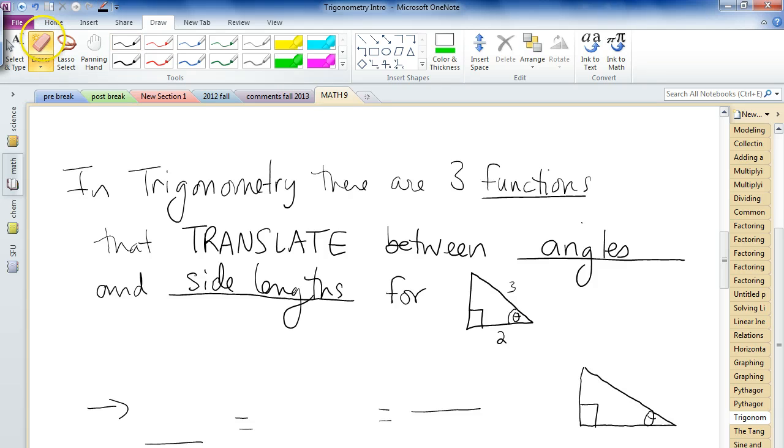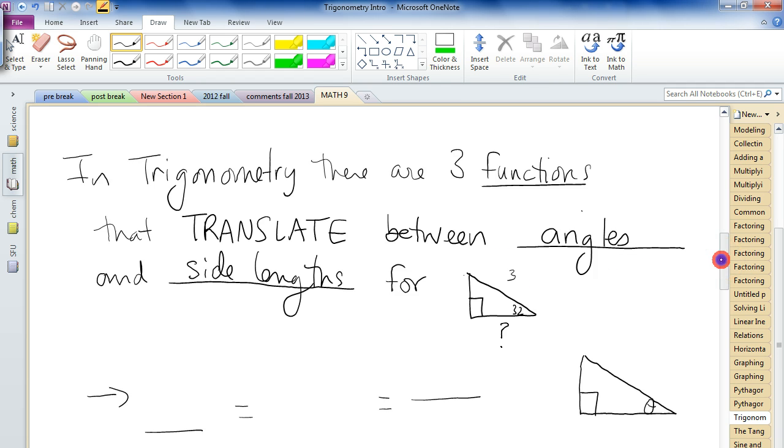Or if I know what the angle is in the right angle triangle, let's say that's 32 degrees, and I know that this is 3, I could figure out what that length is. So these three amigos, I guess, these three functions allow us to translate between the world of angles and side lengths. Whatever we have, we can find the other.